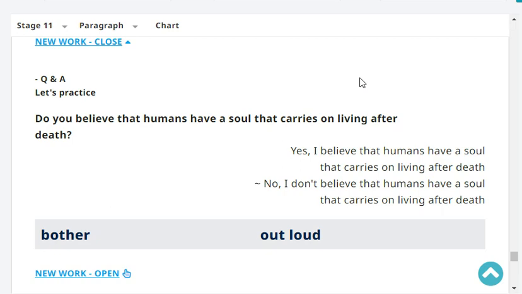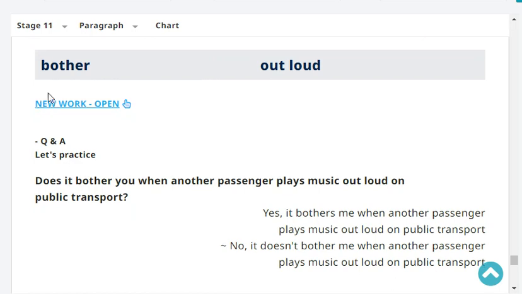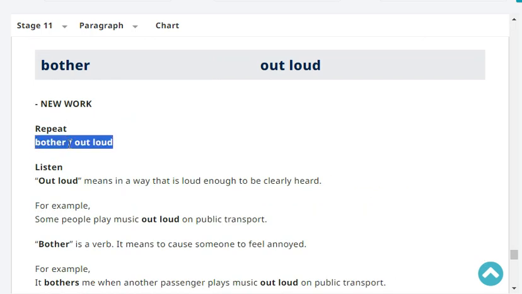Yes. I believe that humans have a soul that carries on living after death. Very good. Next, repeat. Bother. Out loud. Very good. Okay, listen.